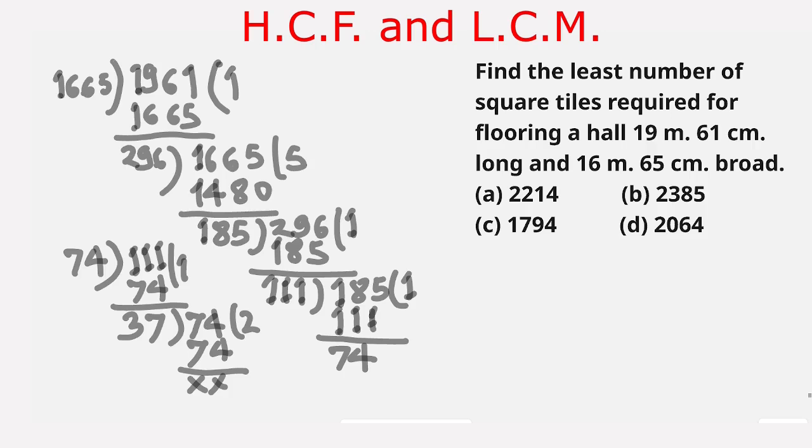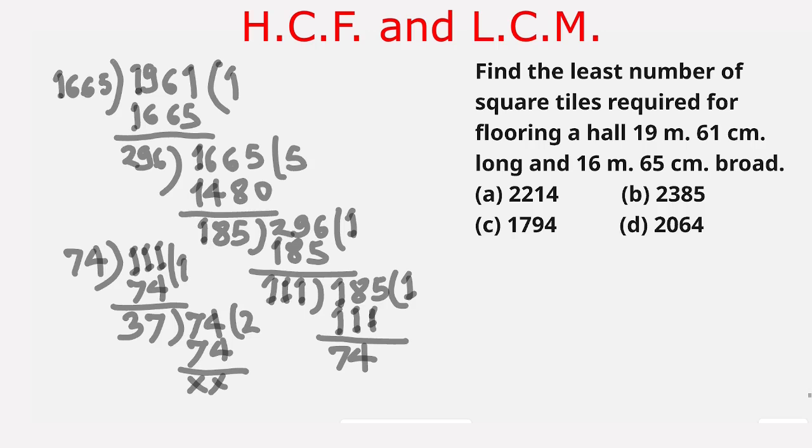It means that the last divisor 37 is the H.C.F of 1961 and 1665, and this is the side of the square tile required for flooring the hall. So we have to find the number of tiles.